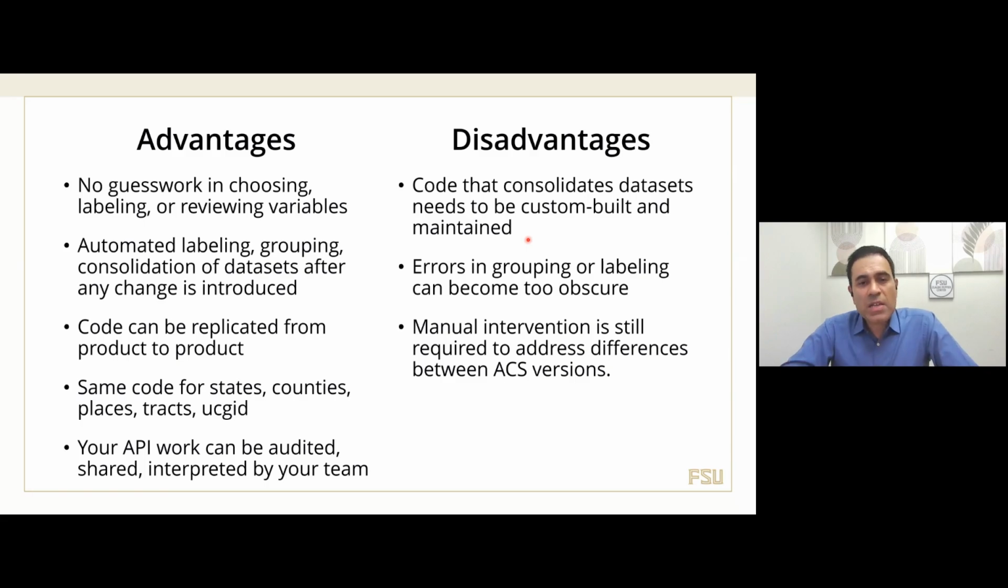And finally, manual intervention is still required to address differences between ACS versions. So your product still needs manual intervention when you need to upgrade it for a new version of the ACS. That's not observed with ACS variables because they are more or less stable, but geographic definitions are changing every year. So there's still manual intervention that is needed.